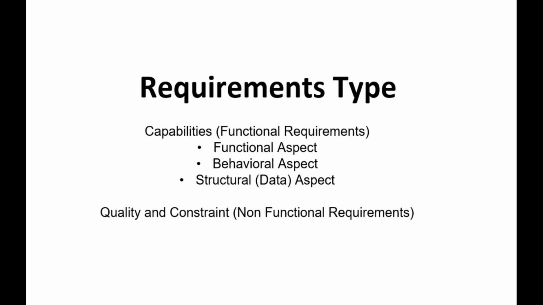Like I said, there are three different subtypes when we talk about capabilities, right? The functional one, the function of the system, then the behavior of the system is behavioral, and the structural, which is about the data. Yeah, the last question, right? So when they mention data, then it's about structural. Okay? Got it? Functional, behavioral, structural. And then quality is quality, constraint is constraint. Okay? Boleh eh? Okay, now we are going into the second game.